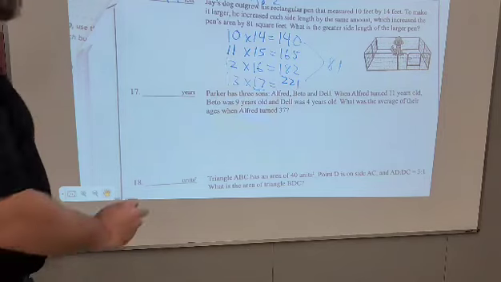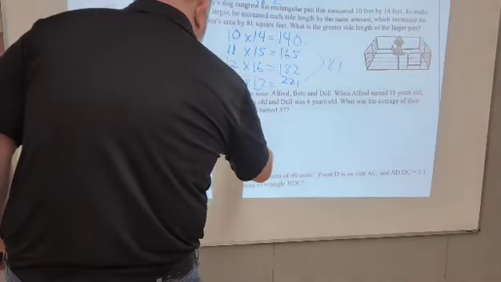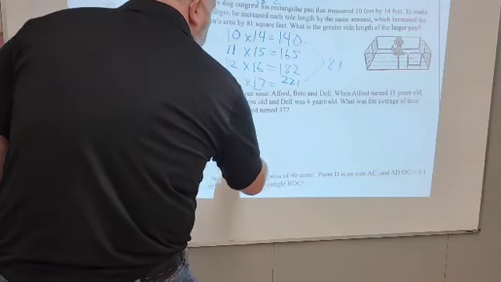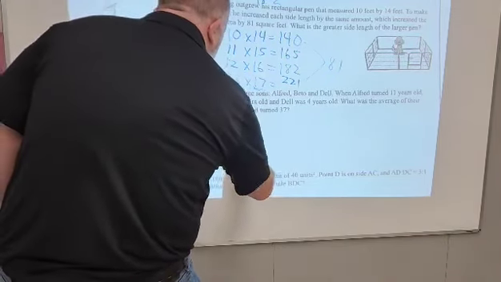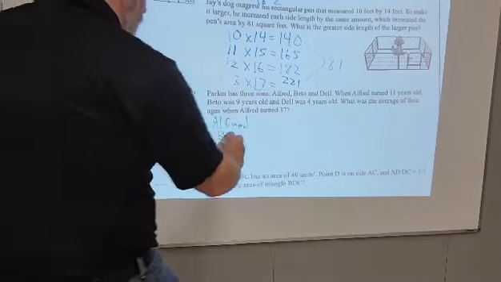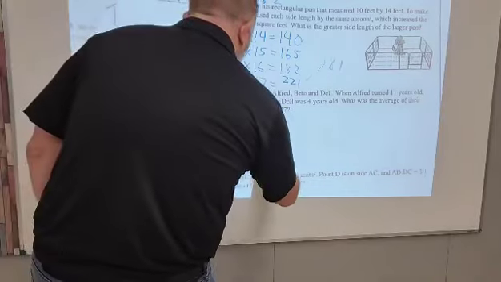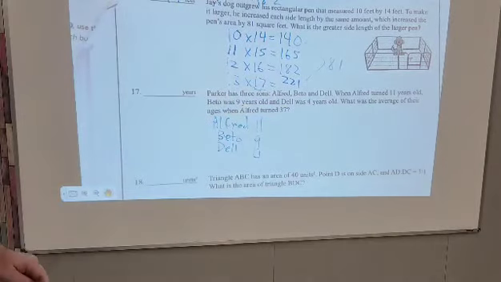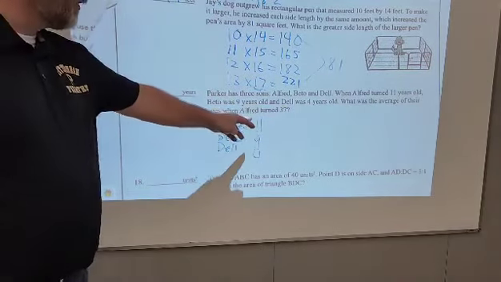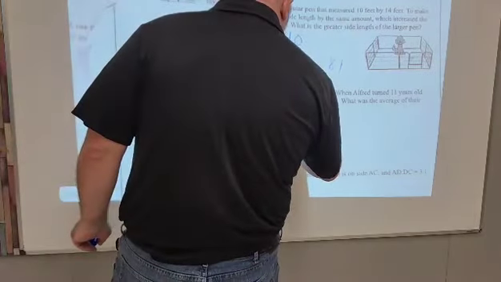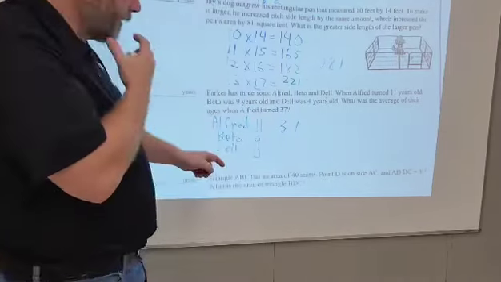Parker has 3 sons, Alfred, Beto, and Dell. When Alfred turned 11, Beto was 9 and Dell was 4. We want to know what their average age is when Alfred turned 37. So that's going to increase him by 26, so we need to increase everyone by 26.